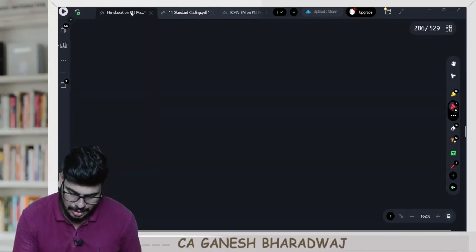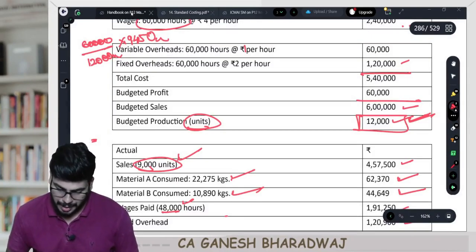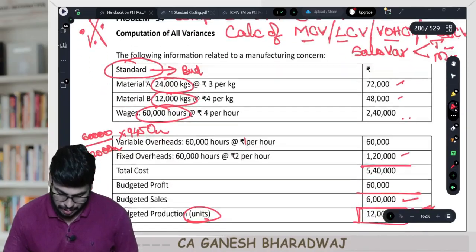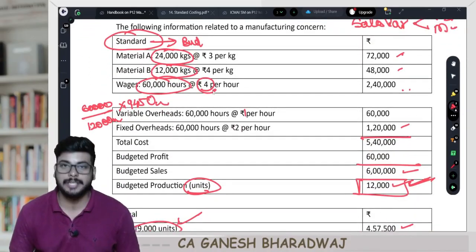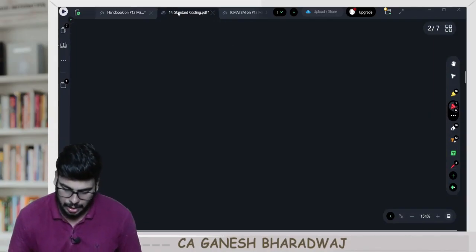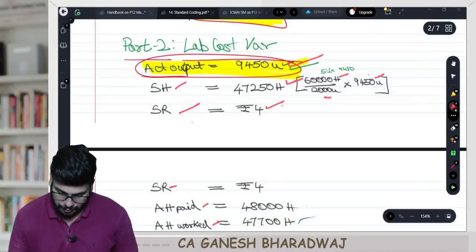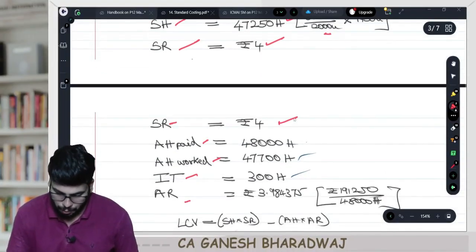And what is the standard rate? Every hour you are allowed to pay how much? Standard rate is going to be 4 rupees per hour. Clear with this? That is what we have mentioned here, 4 rupees per hour.